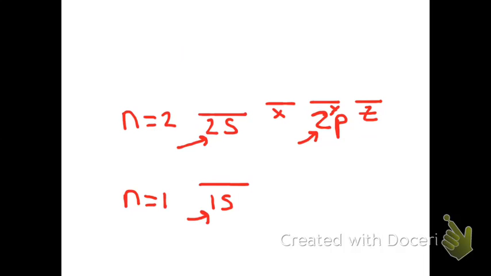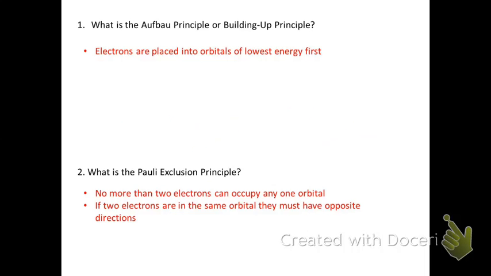Let's move on and let's talk about some specific vocabulary here as we put this all together. All right. The Aufbau principle. You need to know the Aufbau principle and what it means. Sometimes we call it the building up principle. And what the Aufbau principle just states is that electrons are always placed in orbitals with the lowest energy first. So let me kind of explain how this works.